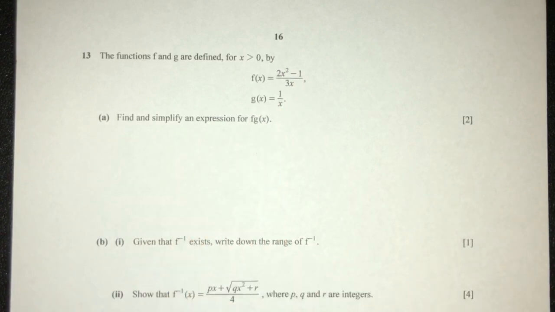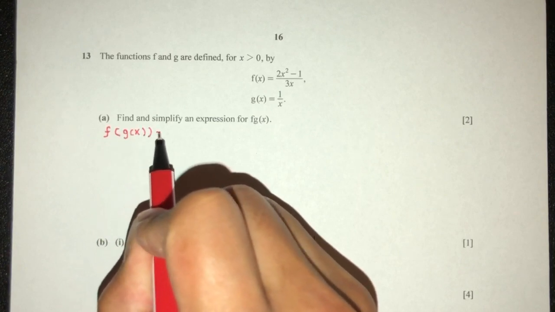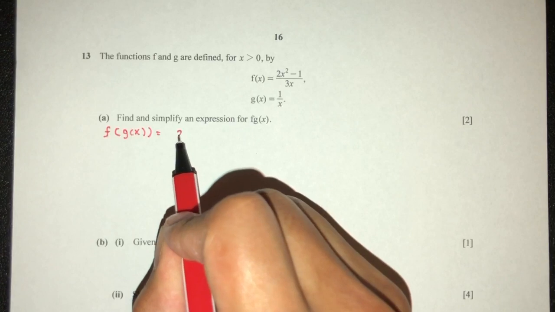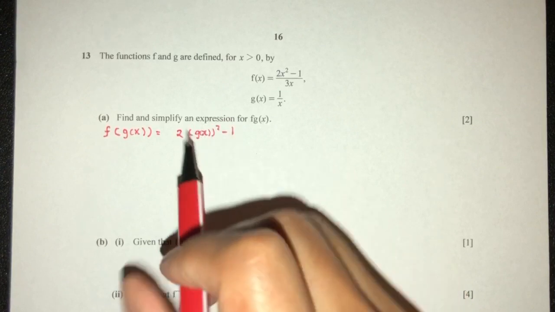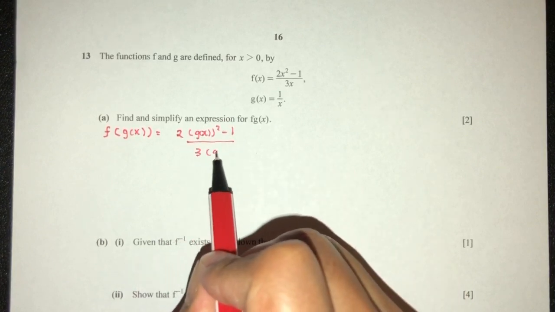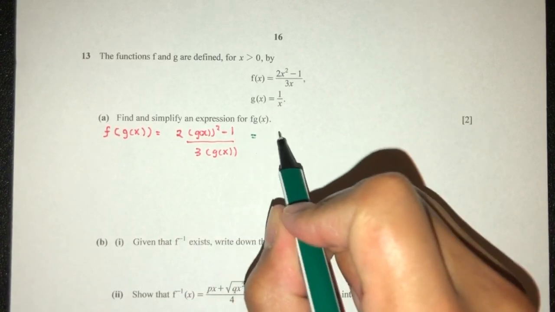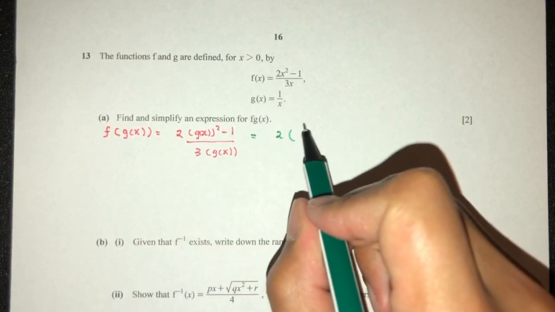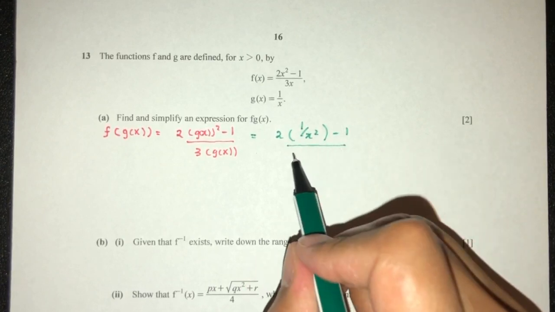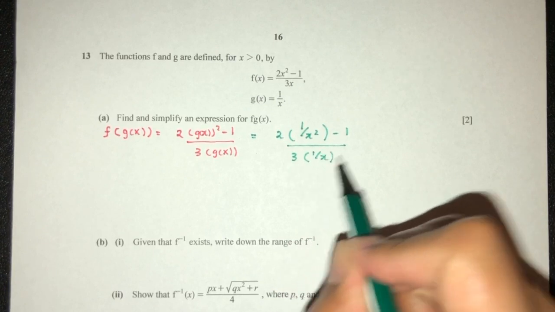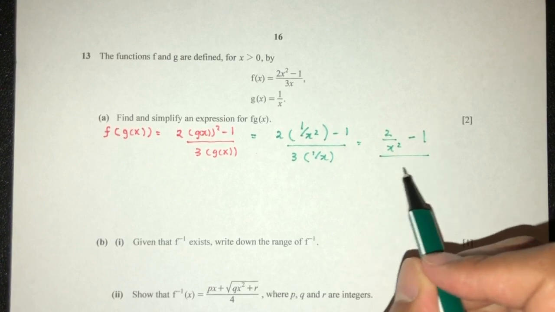Pretty easy. We just have to write f and take in the value of g of x. That will give you f of g of x, which will be 2, where we have x, we take in the value of g of x squared, minus 1 over 3 g of x. Now what is this value right here? Let's replace. You have 2. Now what is g of x squared? That will be 1 over x squared, minus 1 over the value of 3 times 1 over x. That will be 2 over x squared minus 1 over the value of 3 over x.